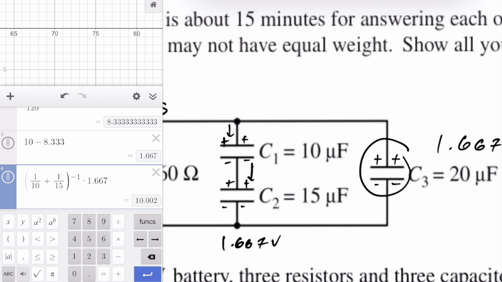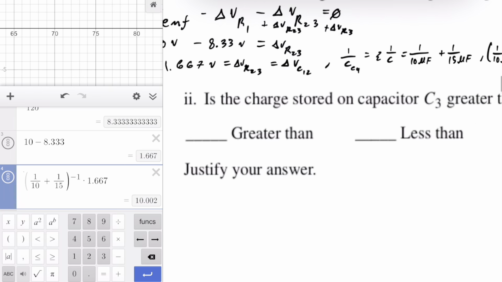But this one does not, because it only has a single capacitor in its branch. So if they have to share the voltage, that means C2 has to have a voltage that's less than C3, because C3 is 1.667. This one has to share the 1.667, therefore it has to be less than 1.667, even by a tiny margin. But its capacitance is also less than C3, right? Because 15 is less than 20. So now we're going to put that into words.